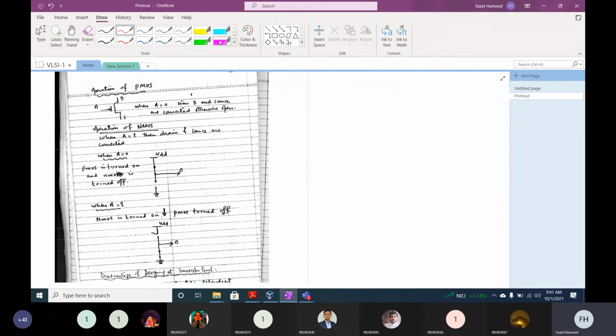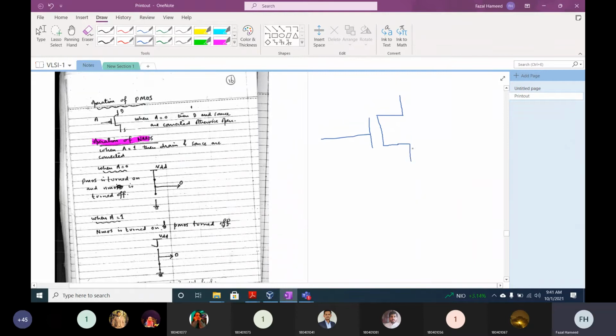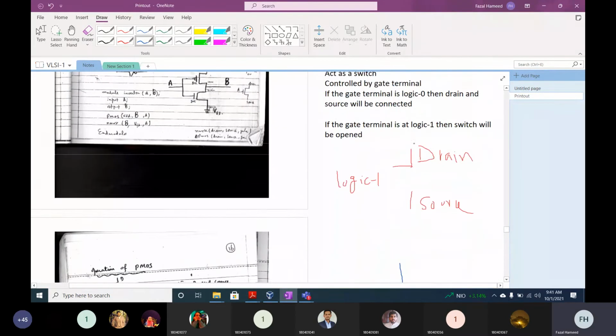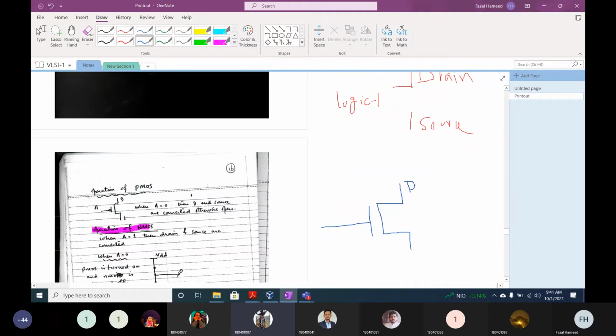Now we need to study the operation of the NMOS. NMOS is the opposite of the PMOS; its operation is opposite. It also has three terminals: gate, drain, and source. What is the difference between PMOS and NMOS in the schematic? There is no bubble here at the gate terminal.